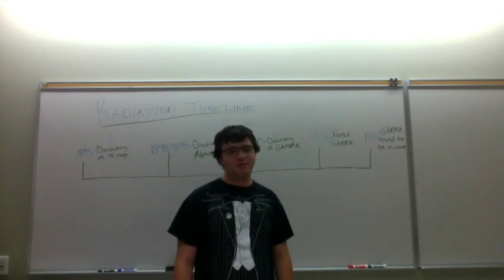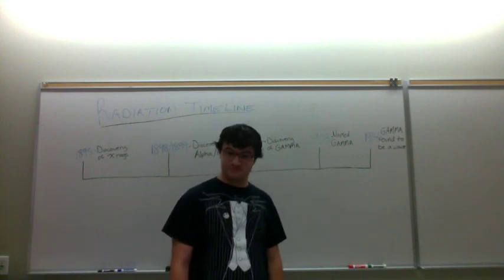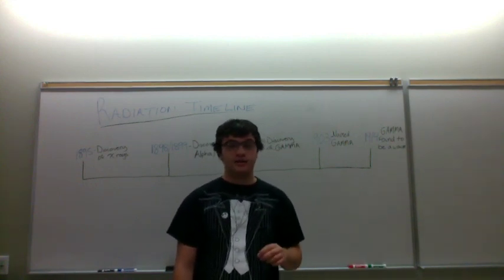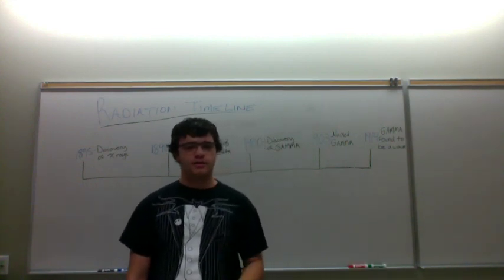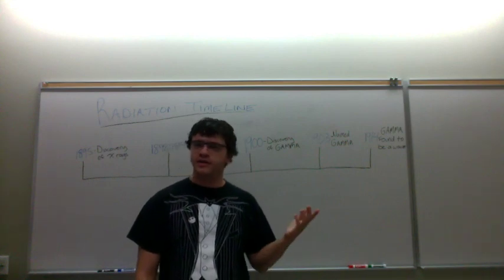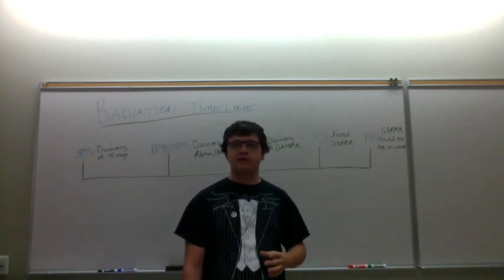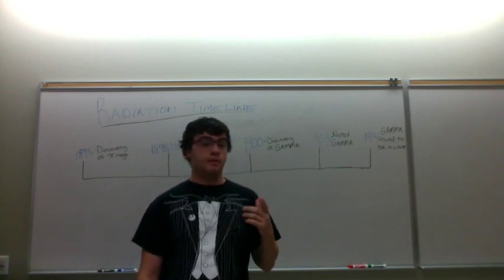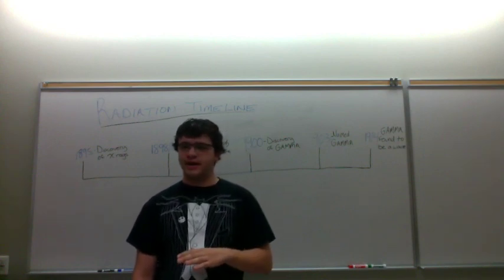And now I will talk about beta radiation. Beta radiation is a high energy, fast moving electron or positron emitted from the nucleus of an atom that undergoes beta decay. This beta decay can either be beta positive or beta negative.